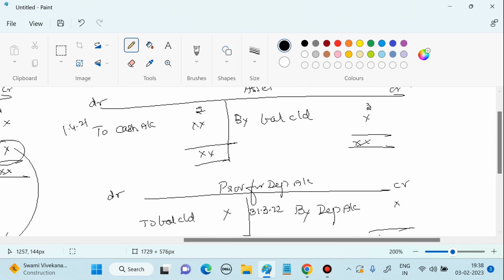So from this, what do you see? That the asset is always carried at cost, and the depreciation is accumulated in the provision for depreciation account.